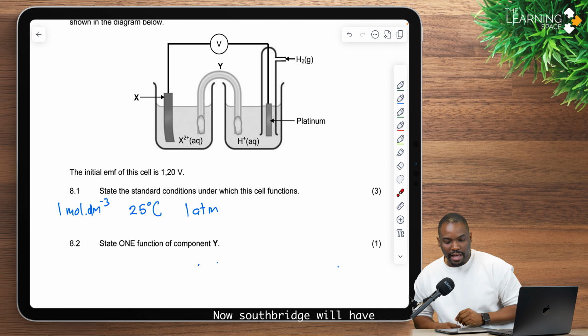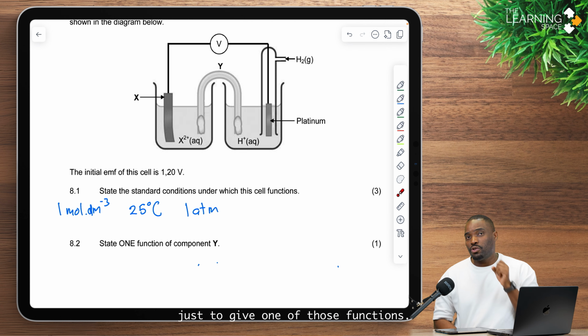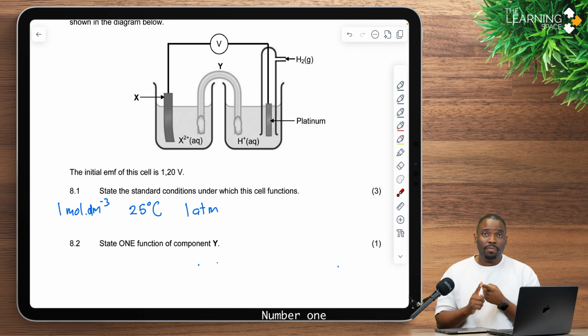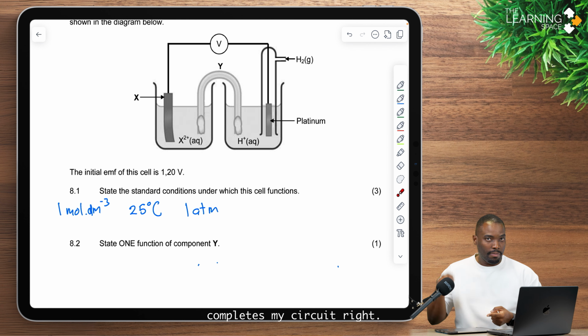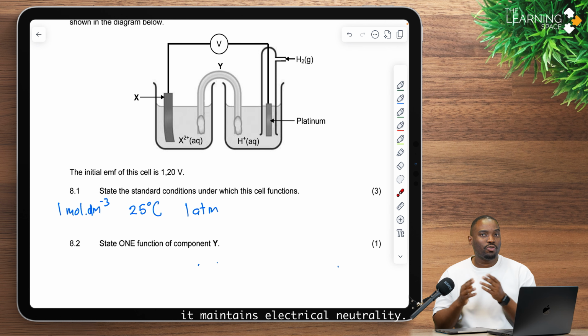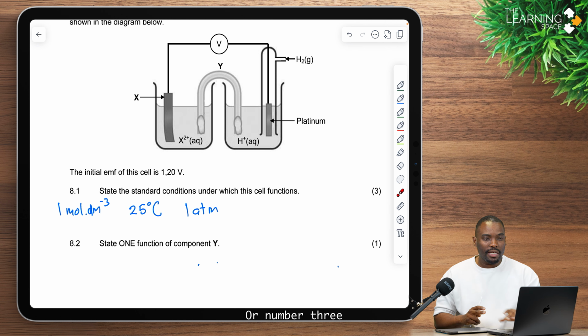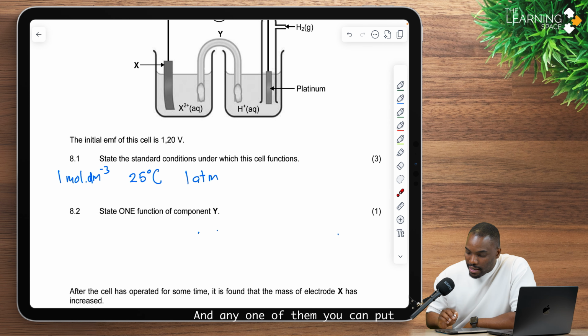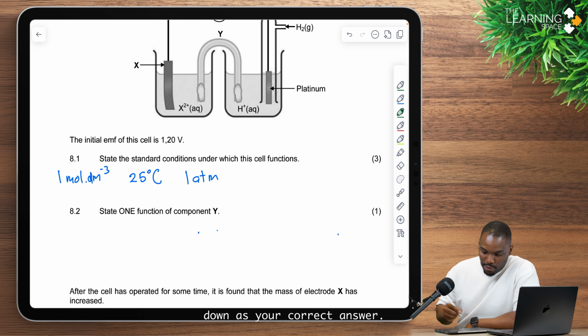Now, salt bridge will have 3 functions. You've been asked just to give one of those functions. You can have one of the following. Number 1, it either completes my circuit, right? Number 2, it maintains electrical neutrality. Or number 3, it keeps my electrolytes separate. Let's quickly put those 3 down, and any one of them you can put down as your correct answer.